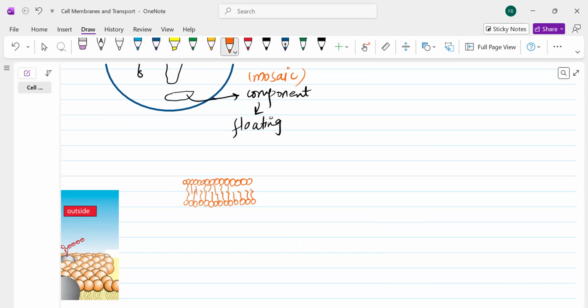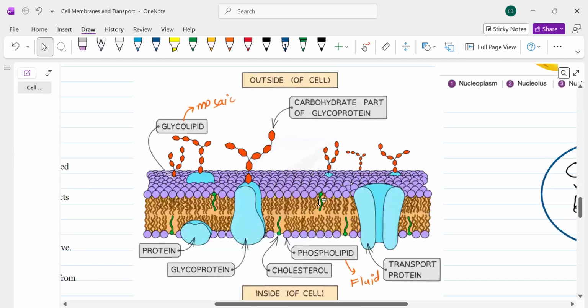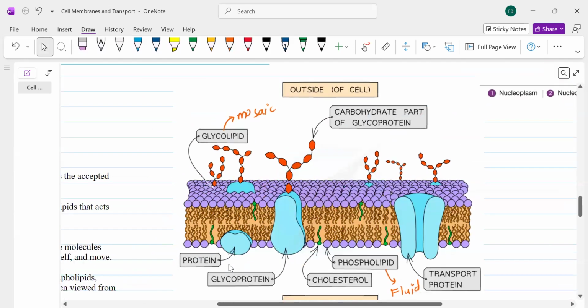Clear? You must know how to draw this. They ask in P2 in the long question as well. You must know what the components are, and this is very, very important. And you must know the labeling as well. Sometimes they give you a question just to label this in P1. What is this? What is this? What is this?